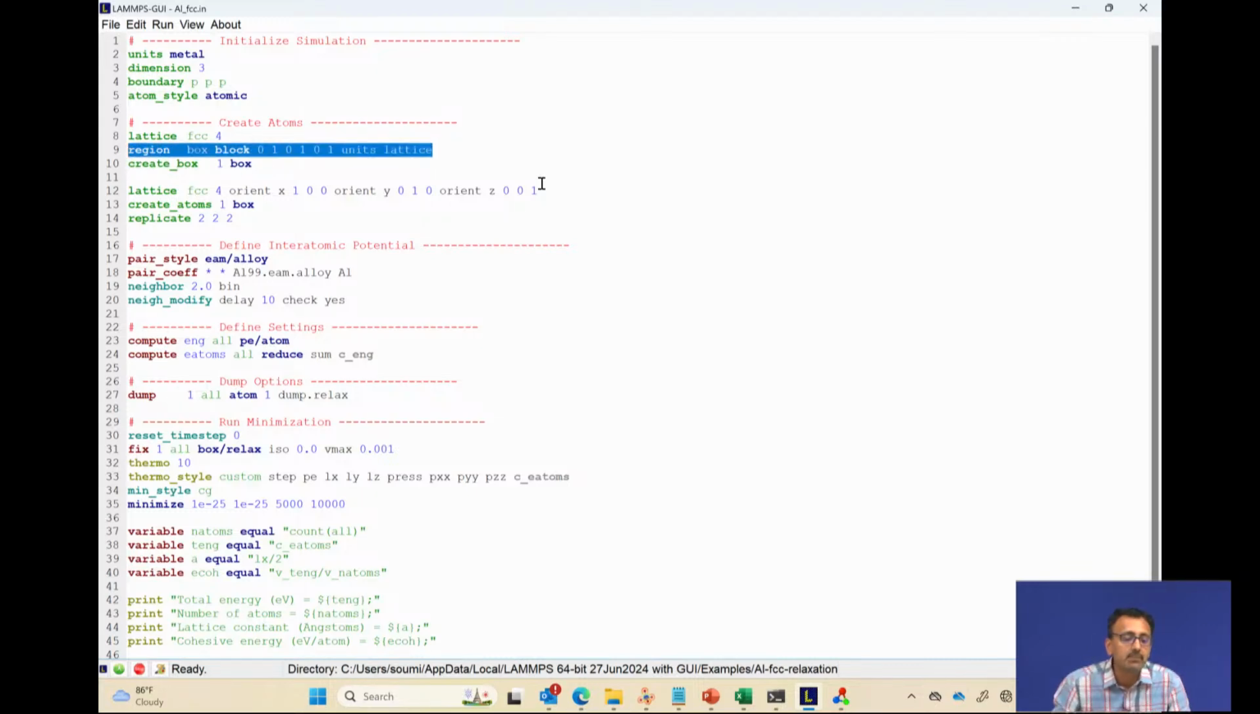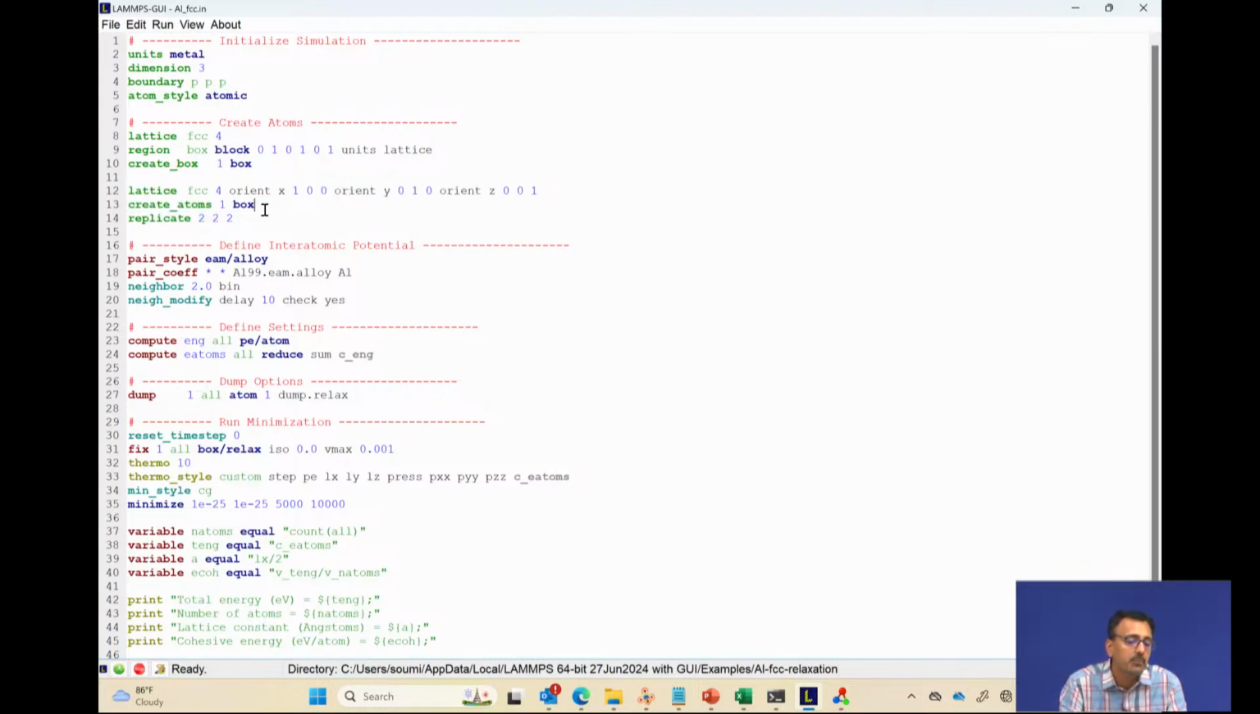So you basically set up a region, a box, which is a block structure with lattice units in it, and you can replicate the box later. In this case, we replicate it 2 by 2 by 2. So there are 2 times 2 times 2, 8 lattice structures in there, unit cells basically. You can orient your crystal and develop crystals with different facets in the x, y, z directions. In this case, it's 1, 0, 0, 0, 1, 0, and 0, 0, 1.